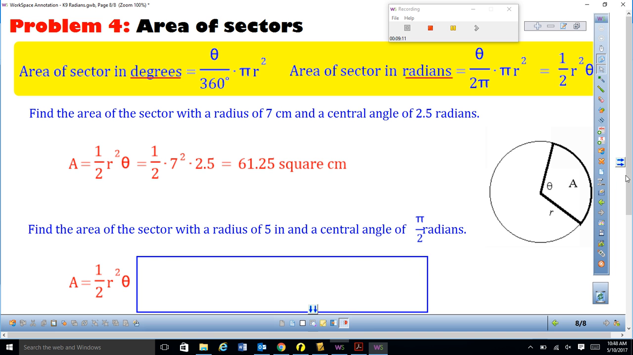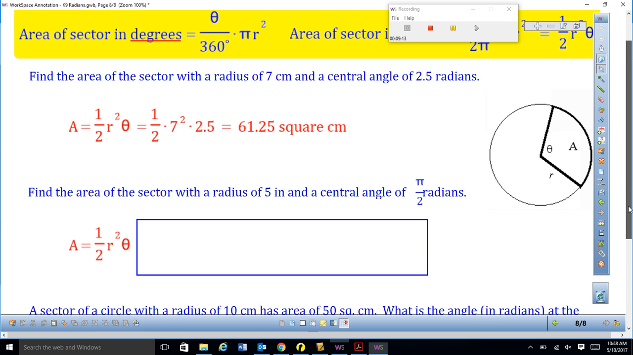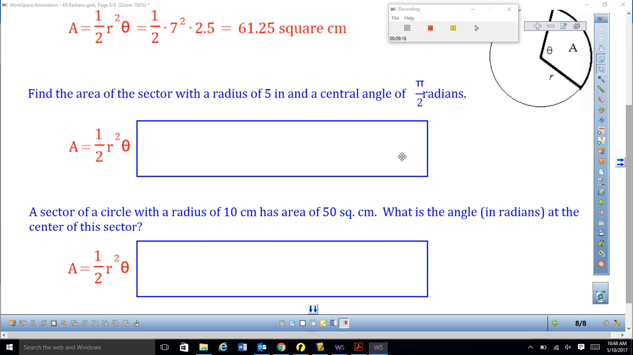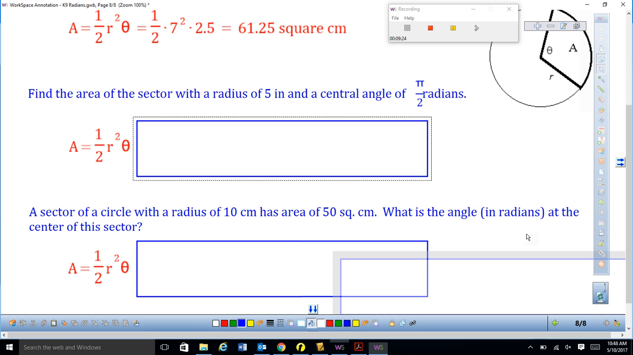So let's try one more example. We have 2 more examples. Find the area of the sector with a radius of 5 inches and a central angle of pi over 2 radians. Again, substituting in what I know. I have half times 5 squared, because 5 is the radius, times pi over 2, because pi over 2 is our radians, and I end up with 25 pi over 4, which is fine, you can leave it in terms of pi, or approximately 19.63 square inches.